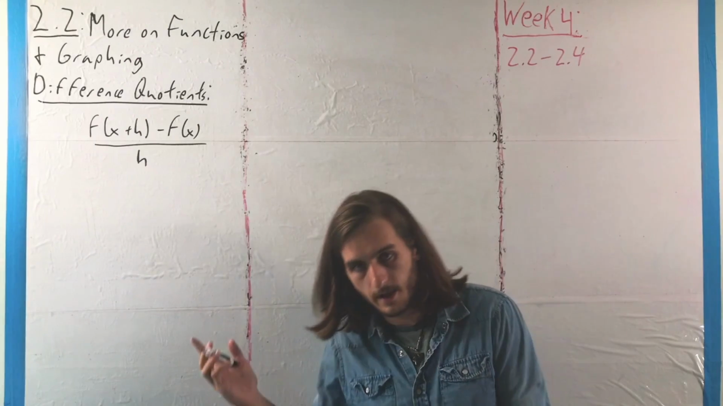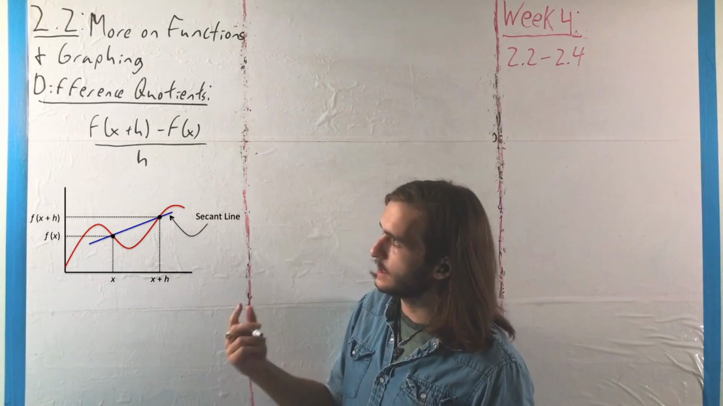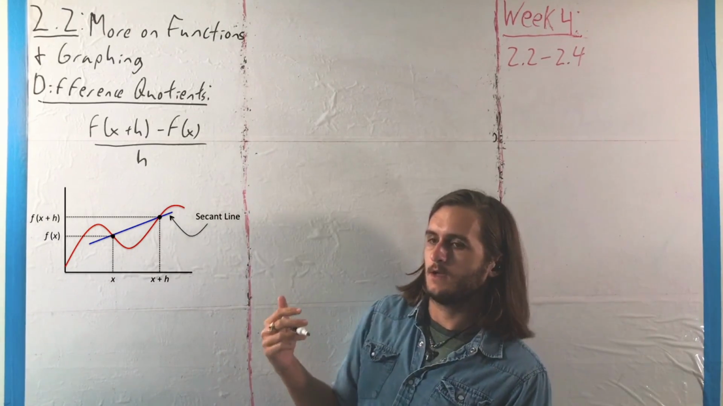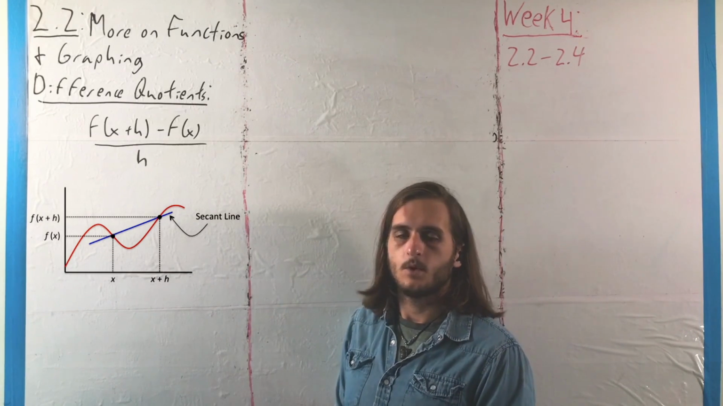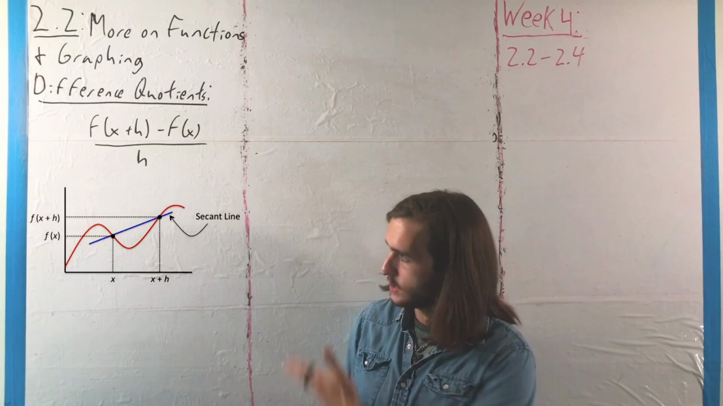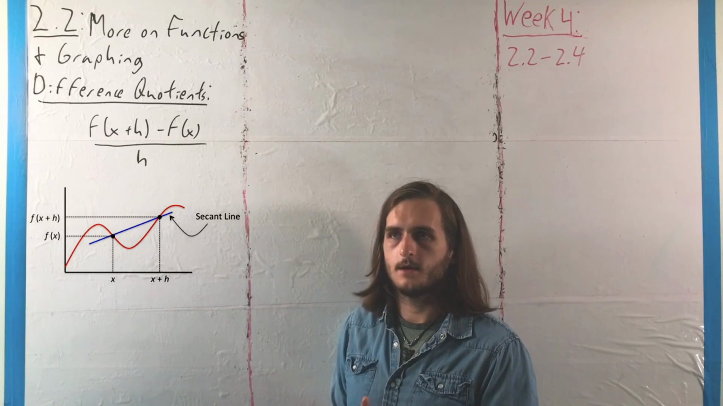So for some function f of x, the difference quotient that we have here is defined as f of x plus h minus f of x, divided by h, where what this tells us is something like how much our function changes, looking at a picture, in terms of a gap with width.